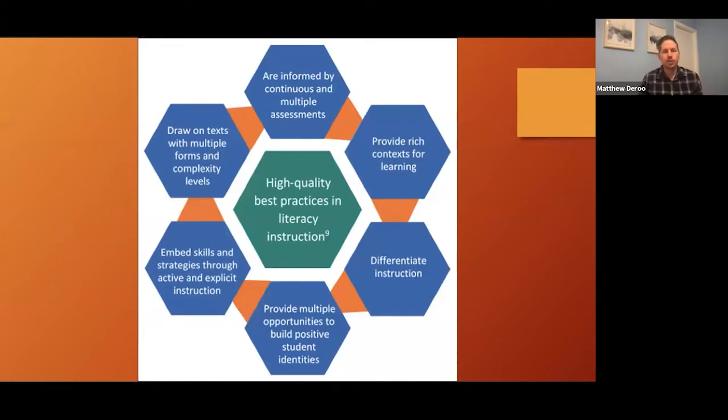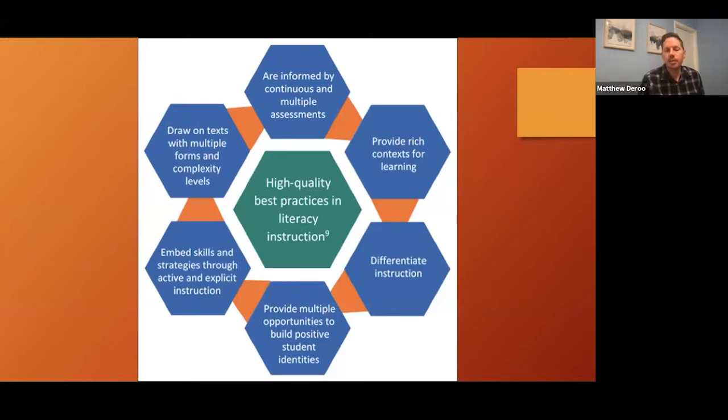So I'm going to show you now a series of different graphic representations. The reason I do this is just to show that different units can organize things in different ways. This was from a Google search that I did for images around best practices for literacy instruction, and this was coming out of a Hawaiian context, in the Pacific Islands region of the United States. So they suggest that high quality best practice in literacy instruction, in the green, is informed by all of these blue hexagons on the outside.